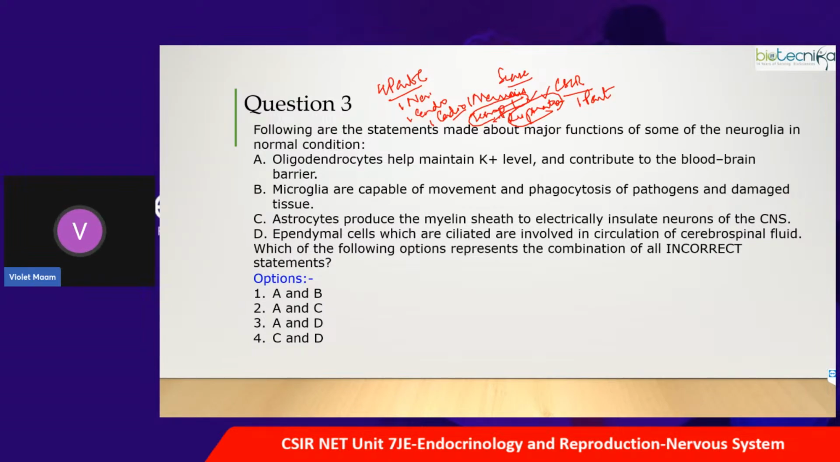So let's see this particular question. Following are the statements made about major functions of some of the neuroglia in normal condition. A. Oligodendrocytes help maintain potassium level and contribute to the blood-brain barrier. B. Microglia capable of movement and phagocytosis of pathogens and damaged tissue. C. Astrocytes produce the myelin sheath to electrically insulate neurons of the central nervous system. D. Ependymal cells, which are ciliated, are involved in circulation of cerebrospinal fluid. Which of the following options represents the combination of all incorrect statements? So can you all try and tell me?